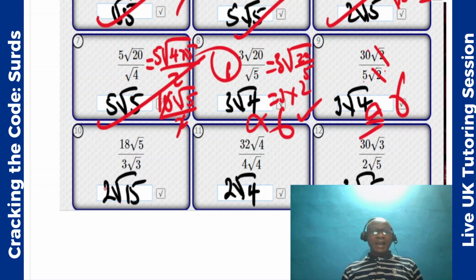We go to number 10. Here, you can divide directly 3. Divide straight 18 to give you 6. You get it?